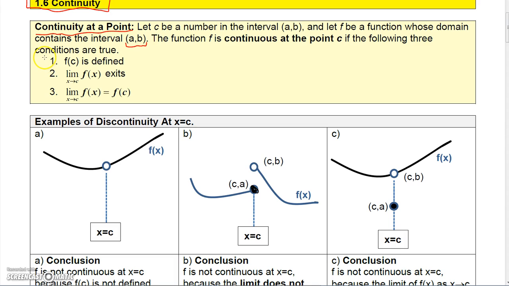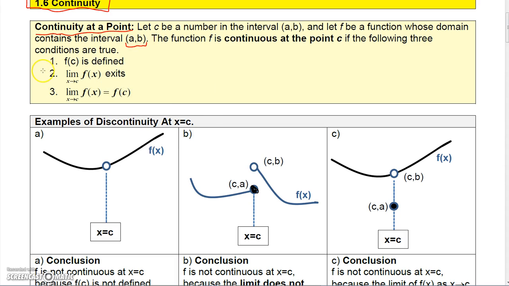Okay, so let's look at number one. Number one says that when you evaluate the function at c, it must be defined. So what that simply means is if you plug c into the function, you should get a real number. Okay, so that's number one.